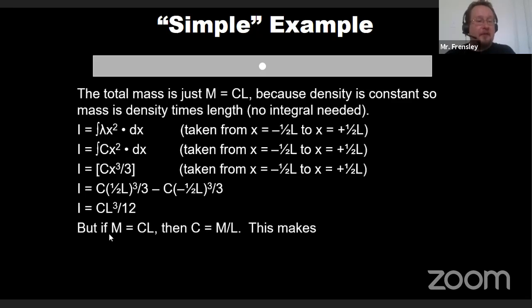Sure does. But if M is C times L, then C is M divided by L. So I'm going to plug that M divided by L in for C. One of the 3 L's cancels this L in the denominator, and I get the familiar 1/12 ML squared. So this is how you integrate to show that the rotational inertia of a bar about its center is 1/12 ML squared. And hopefully you've seen that before.